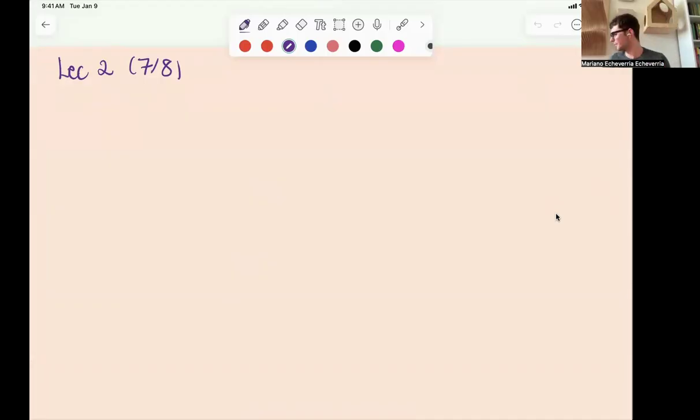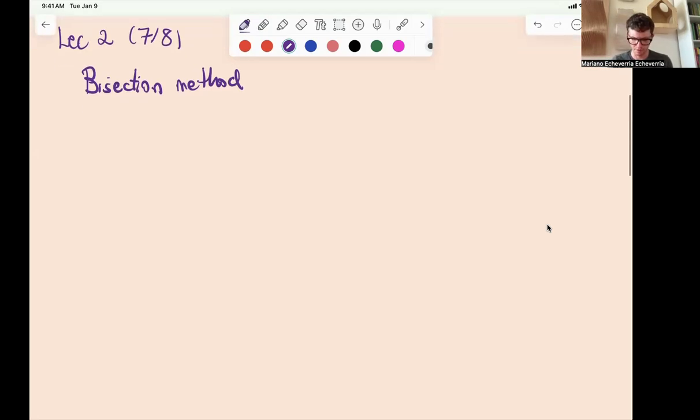Okay, so as I was saying, the first thing to talk about today is the bisection method, which I actually had mentioned a little bit yesterday without calling it that. If you remember, this is an idea that was very common in calculus, right?